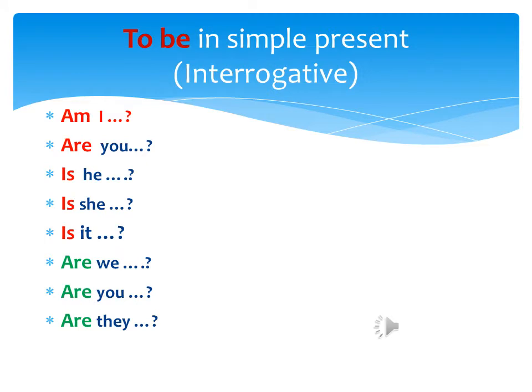Now we move to the third case, which is to be in simple present interrogative. Poser la question عندما نريد طرح السؤال. Am I, are you, is he, is she, is it, are we, are you, are they. So you notice here we do the auxiliary subject inversion. يعني دوك le subject pronouns كيوليو هما اللي بعد الverb.